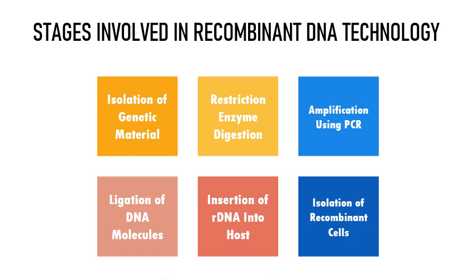So by learning these 6 stages, that is the isolation of genetic material, restriction enzyme digestion, amplification using PCR, ligation of DNA molecules, insertion of rDNA into host, and isolation of recombinant cells, we can perform the function of recombining the DNA into another organism for our benefit.